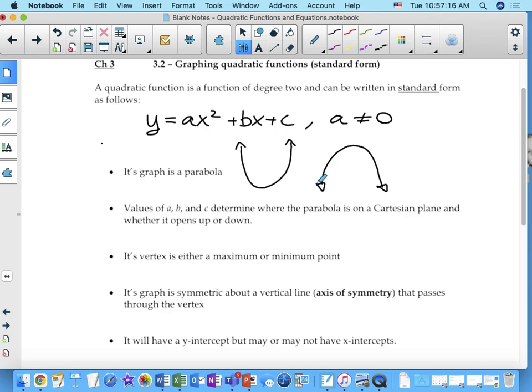Okay, so again, I mentioned this, but the values of a, b, and c determine where the parabola is on the Cartesian plane. Okay, so where does it appear on the xy plane? They determine, does it open upwards? Does it open downwards? And they also determine how wide is it, right? Is it a really narrow parabola, or is it a really, really wide parabola? Okay? This point over here is called the vertex of the parabola.